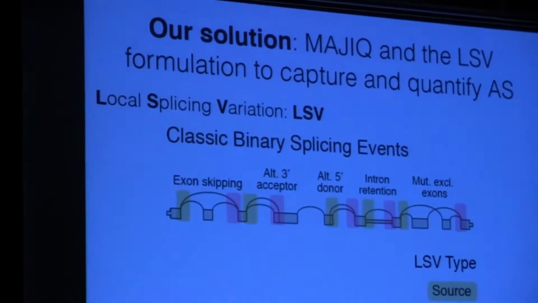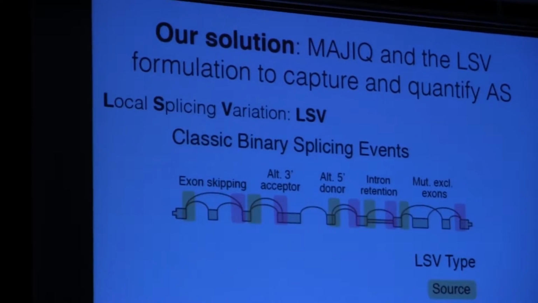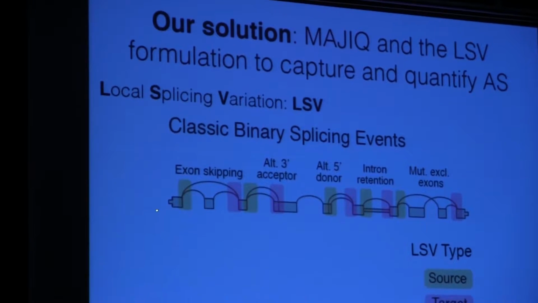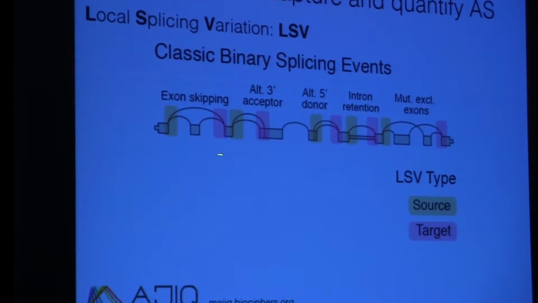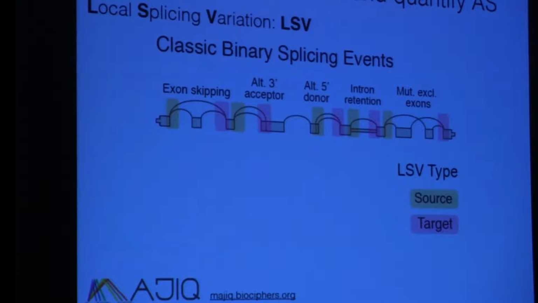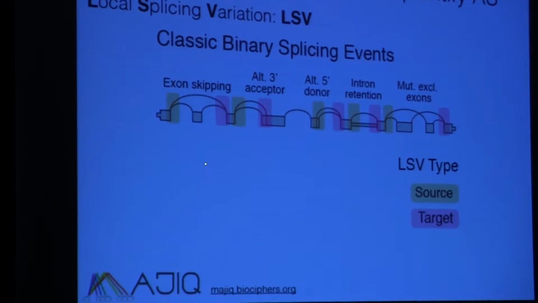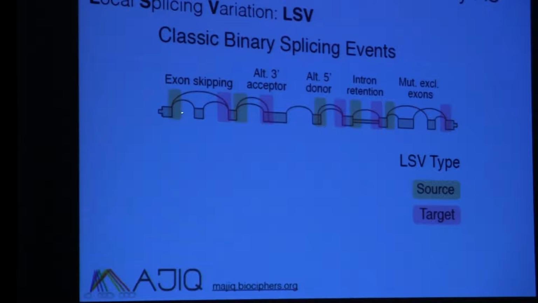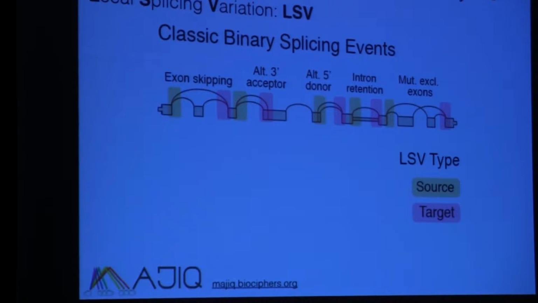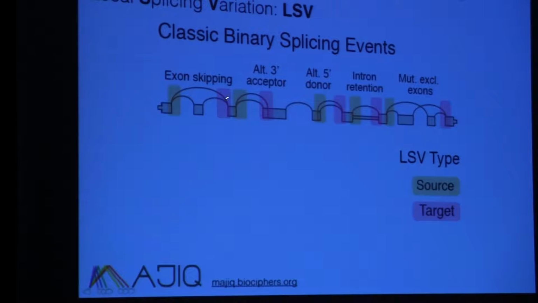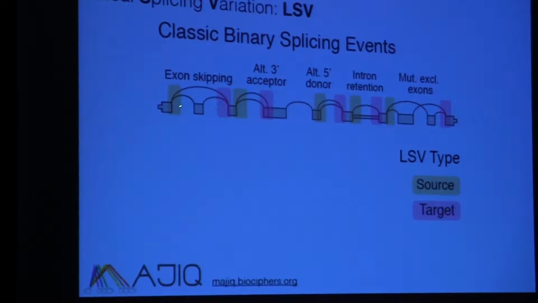So first, let me tell you what an LSV is. An LSV stands for a local splicing variation. So it's a graph-based definition for alternative splicing events. The nodes here are exons, reference exons, and the edges are junctions that connect those exons. So this leads to two basic LSV types. You have single source LSVs where you have a reference exon with junctions emanating out of it to downstream 3' splice sites, or target LSVs where you have junctions or edges coming into an exon from upstream 5' splice sites.